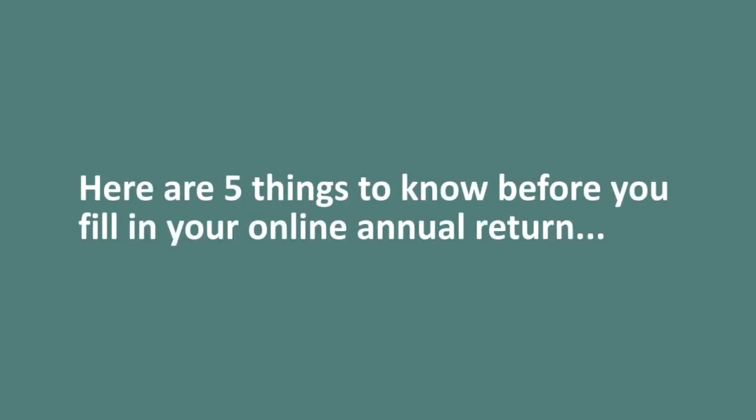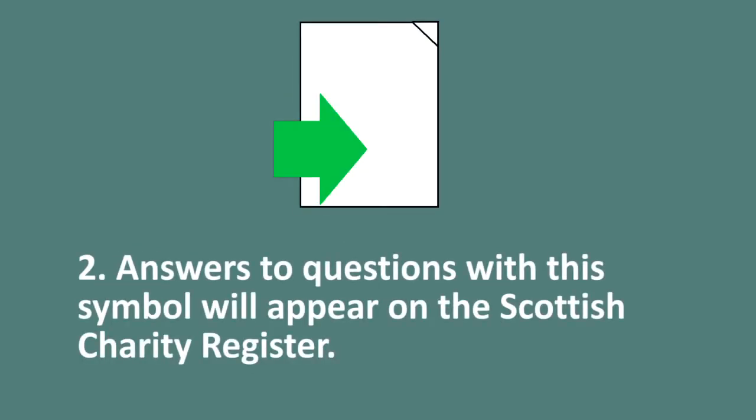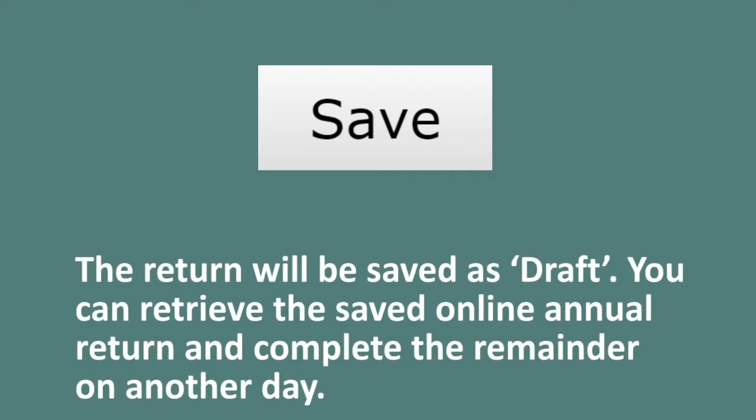Here are 5 things to know before you fill in your online annual return. The I symbol will give you a more detailed explanation of a question. Answers to questions with this symbol will appear on the Scottish Charity Register. If you don't know the answer to a question, or if you want to come back later, please click Save at the bottom of the screen. The return will be saved as draft.